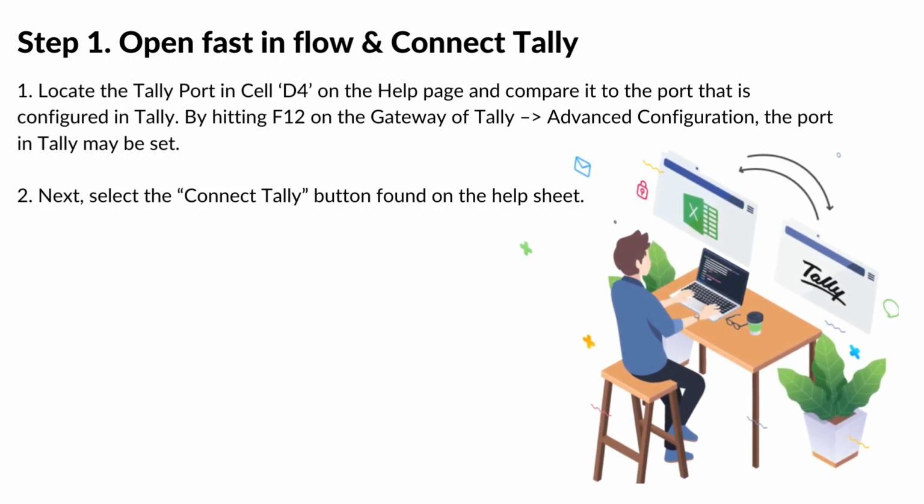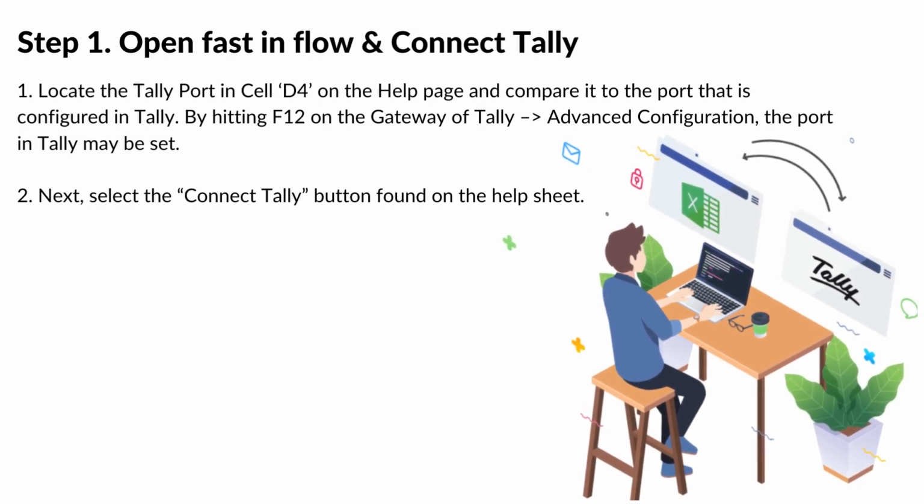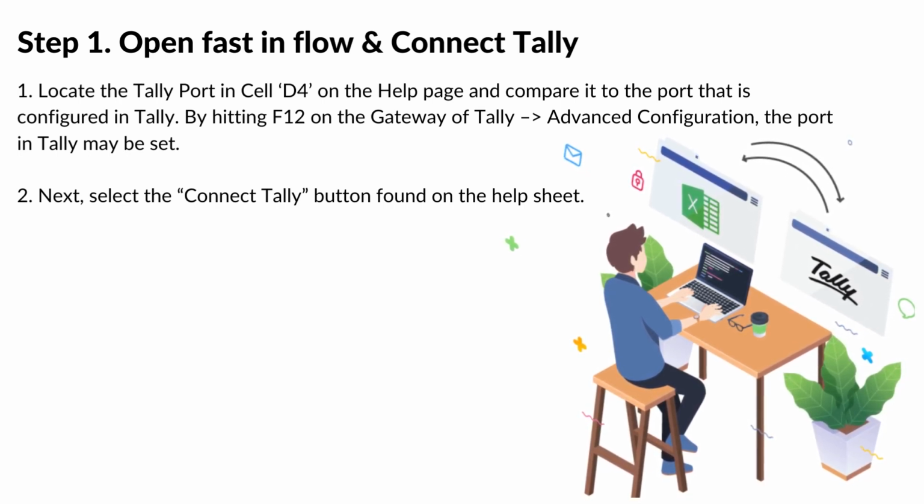1. Locate the Tally port in cell D4 on the help page and compare it to the port that is configured in Tally. By hitting F12 on the gateway of Tally, Advanced Configuration, the port in Tally may be set. 2. Next, select the Connect Tally button found on the help sheet.